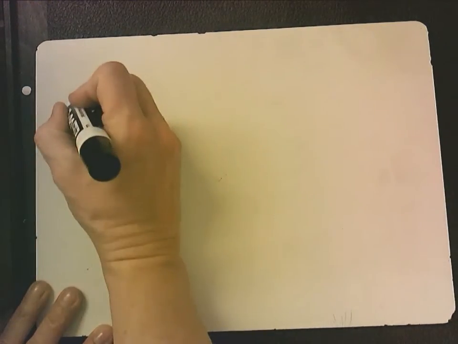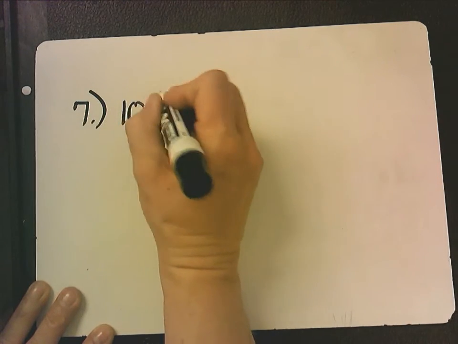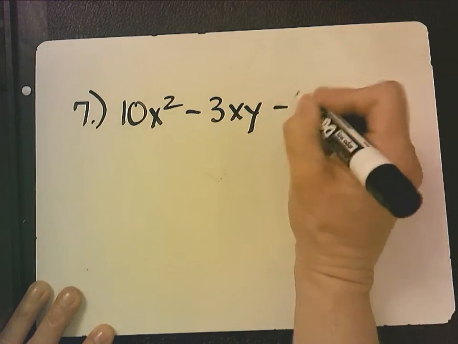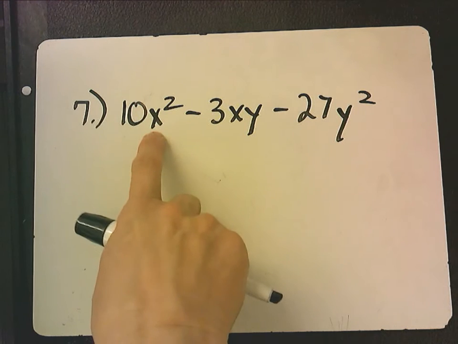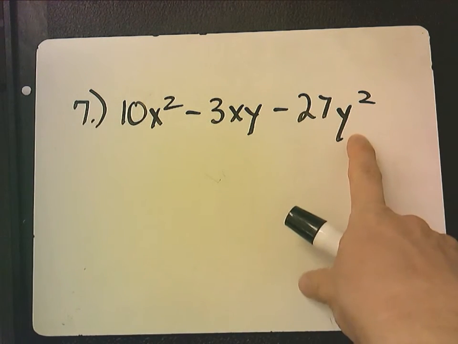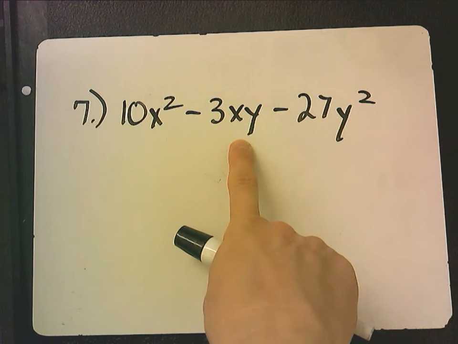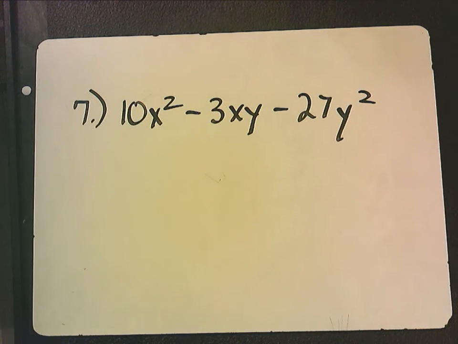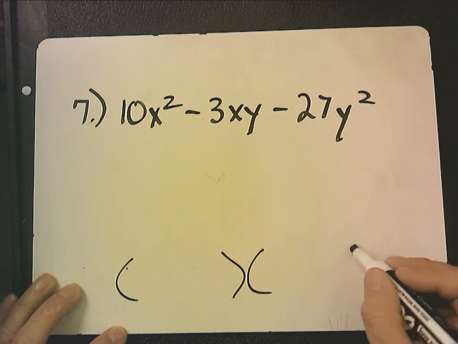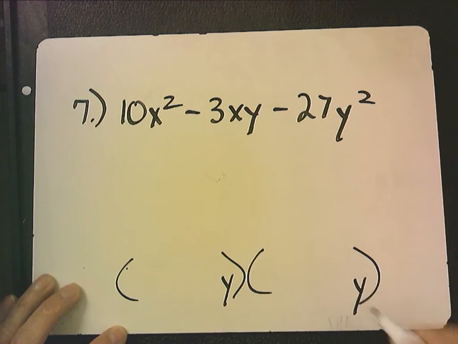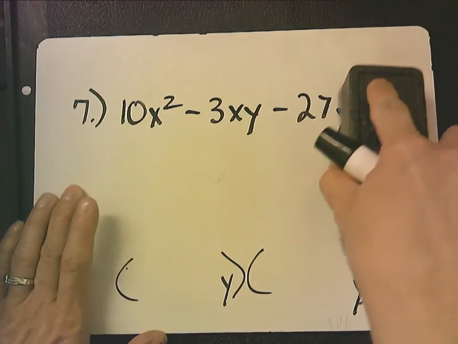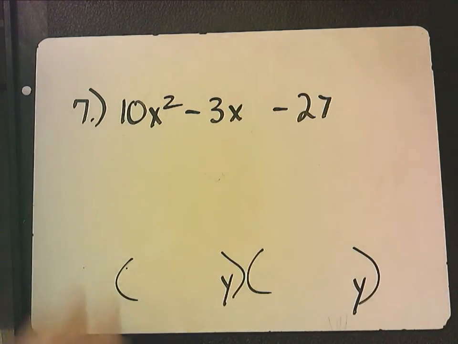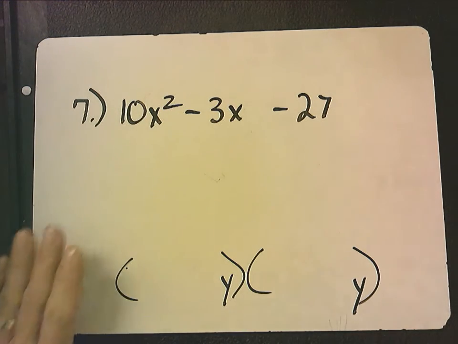Okay, so for number 7, 10x squared minus 3xy minus 27y squared. Now, when you have a situation where the first term is an x squared, the last term is a y squared, but the middle term is xy, I find the easiest way to factor this is I go down here and I put a y and a y in my answer, because I know the last two terms have to multiply to become y squared. Then I remove the y and I just factor it this way. And let me show you what happens.